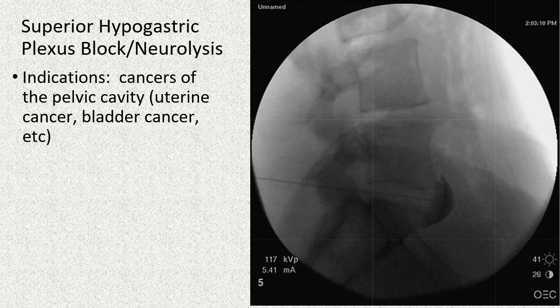This is an example, the neurolytic approach for uterine cancer. As you can see, the needle is traveling through the L5-S1 disc, and the medication is being deposited on the anterior side of L5 and S1. So for some of you who haven't rotated through interventional pain, this is L5, this is S1, and your plexus is in this area. And the plexus branches off into the hypogastric nerves, so left and right hypogastric nerves.